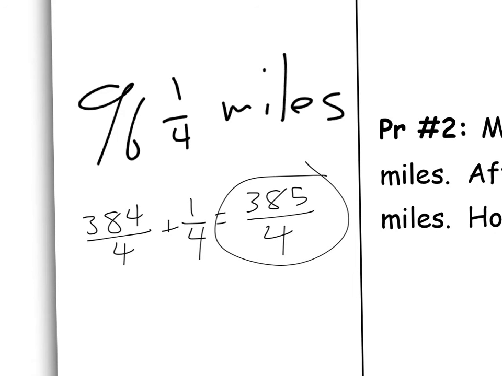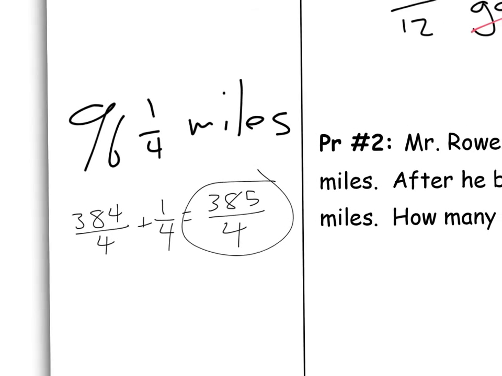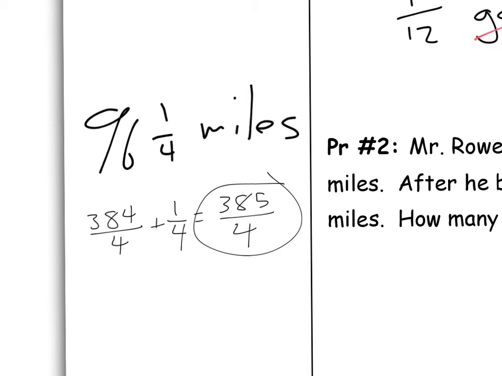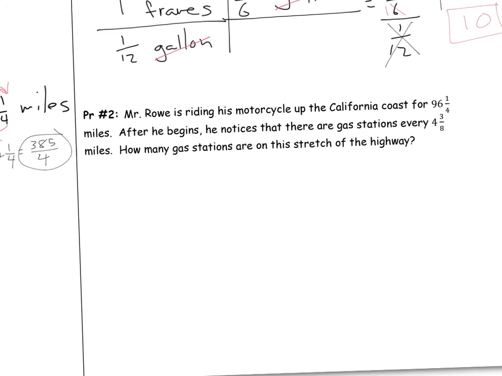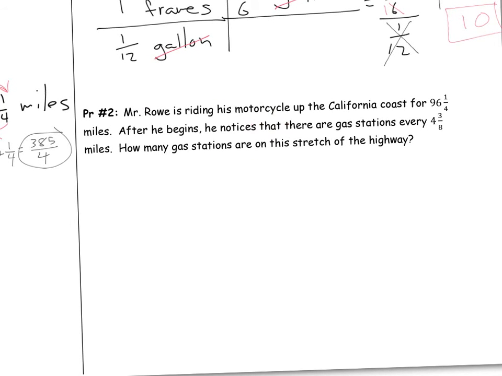Now, I know this is just review. This is stuff that you've done before, but I just want to remind you how to do that. The simple way of thinking of it is you take your denominator, you multiply it by 96, and then you add it to your numerator. So 4 times 96 plus 1 equals 385 over 4. That's how you write an improper fraction. So there's a reminder of how to write improper fractions. I would encourage you to try and set this problem up in the same way.